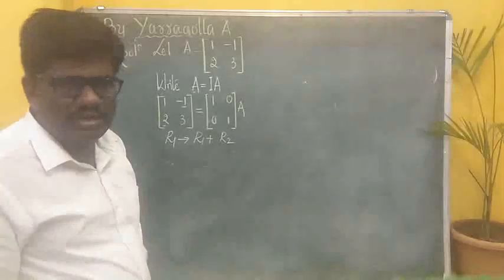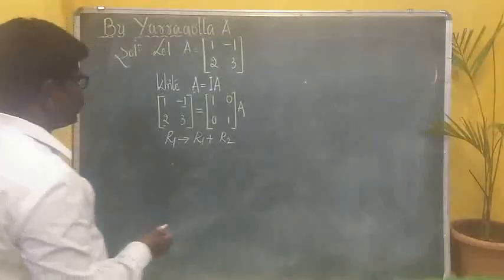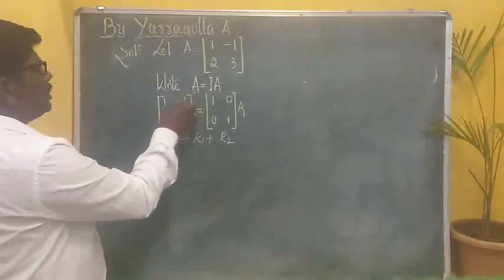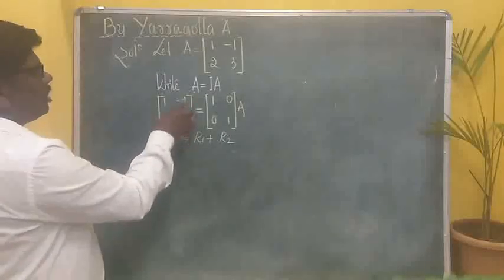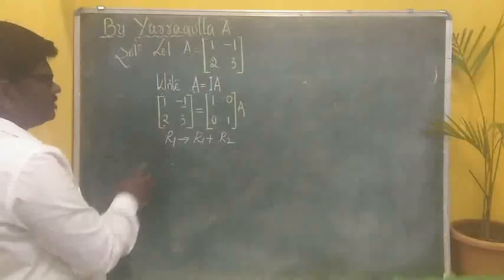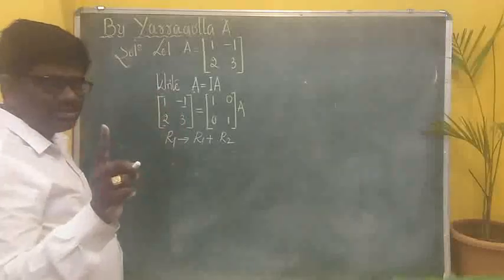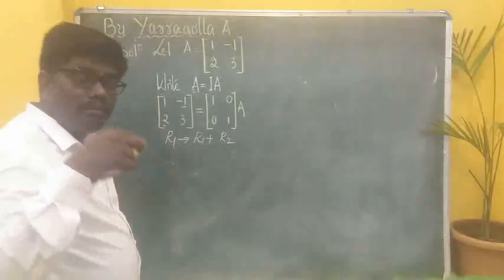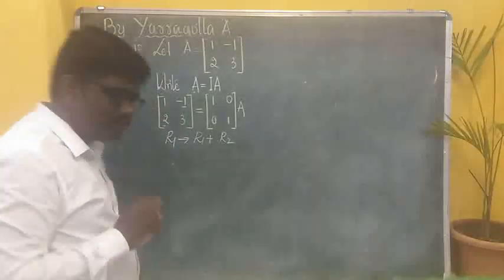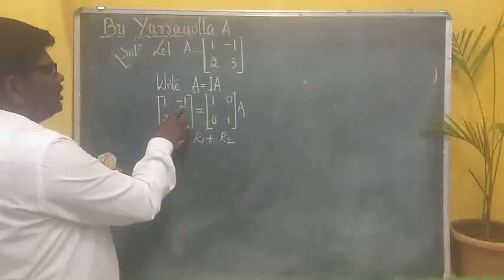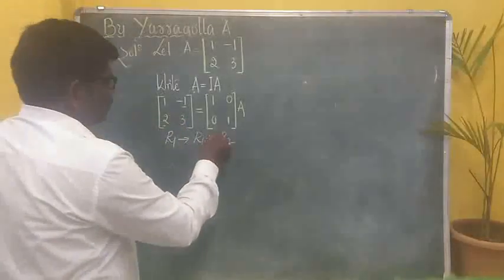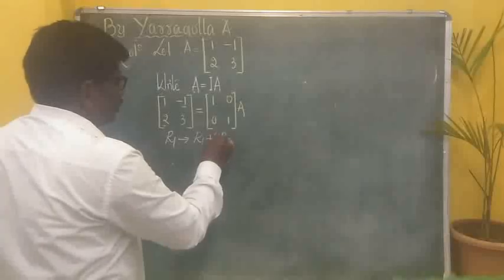And the second rule here is to cross multiply these numbers. That means -1 is in the first row, right? Multiply that with the second row. See, -1 is in the first row, and I will multiply that with the second row here.